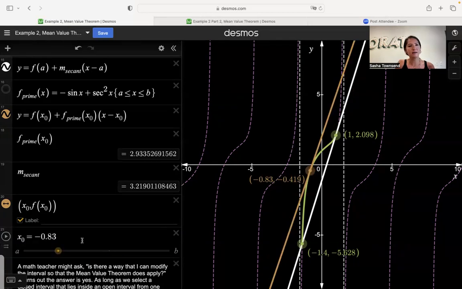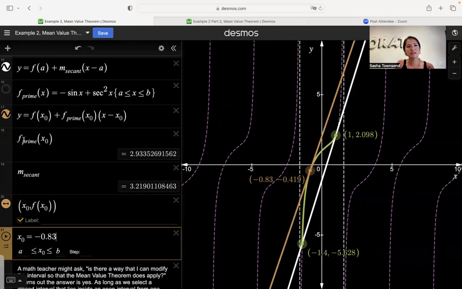What's an easier way? Well, one thing that we could do is take the derivative function and graph it. And then we could also graph y equals the slope of the secant line. And when those two functions are equal to each other, the x coordinates of the points of intersection would correspond to the x values where the derivative at that point is the same as the slope of the secant line on the interval from a to b. So let's do that.